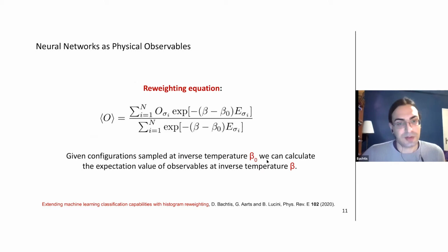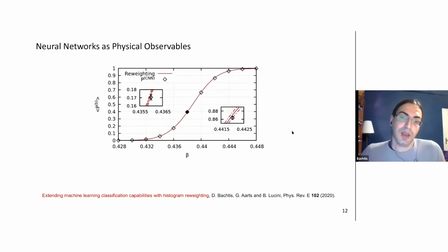And what this equation says is that given configurations sampled at a specific inverse temperature beta 0, we can calculate the expectation value of observables at another inverse temperature beta. Of course, we discussed that the neural network function is unobservable. So as a result, we can use the reweighting equation. So here is the result.